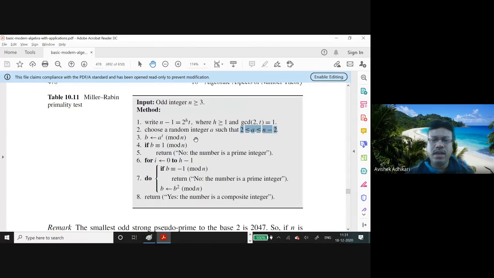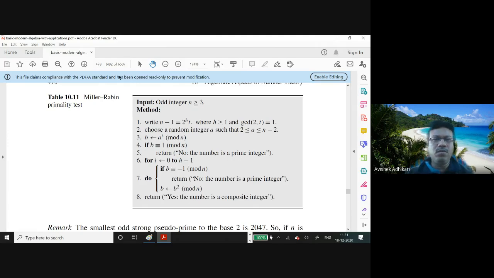You already have t at hand, because you have written n minus 1 as 2 to the power h into t. So you have chosen a randomly between 2 and n minus 2. Then you calculate b equal to a to the power t modulo n. If b is congruent to 1 modulo n, that means a to the power t equal to 1, then the number is a prime integer.